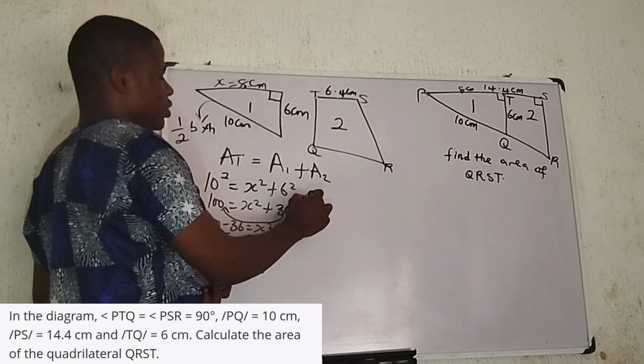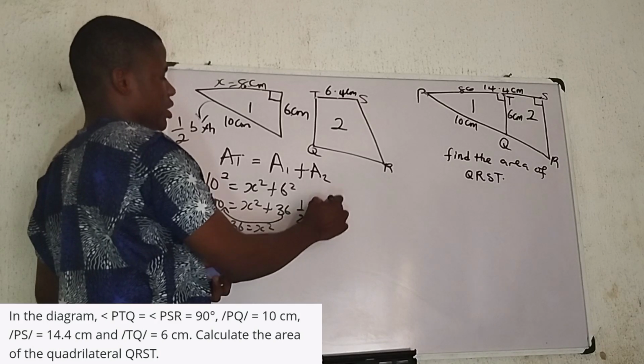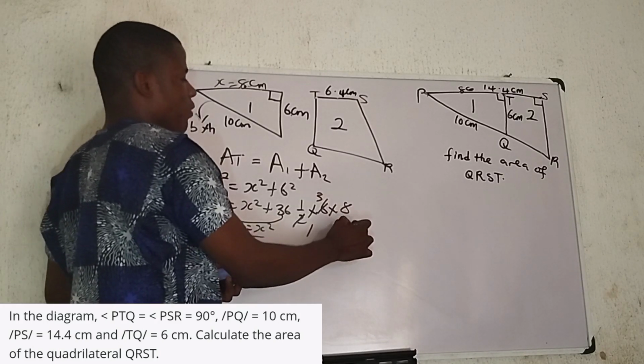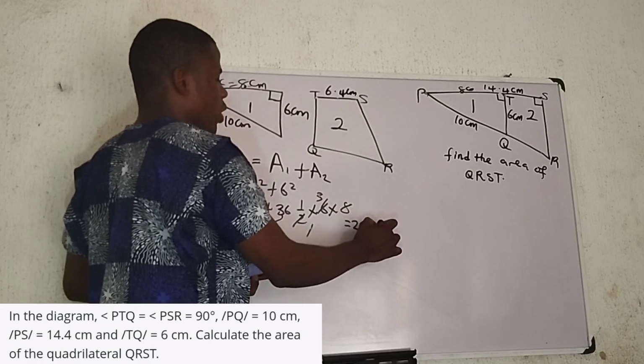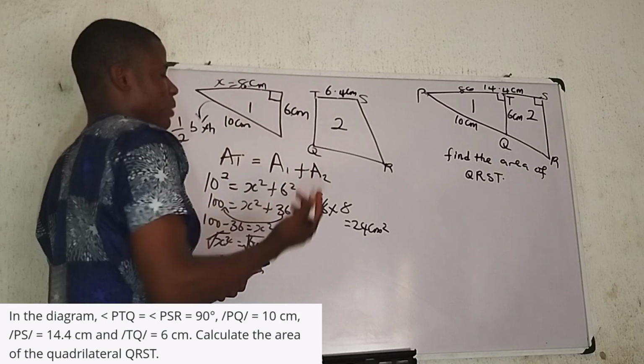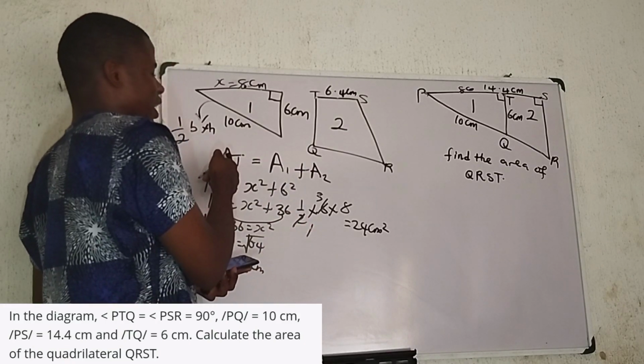So the area of this shape is actually half base times height. What's the base? 6 times the height, 8. Half of 6 is 3, so the area is 3 times 8, 24 square what? Centimeter. Now, it's remaining either this or this for me to get my answer. But let me try to know if I can get this.